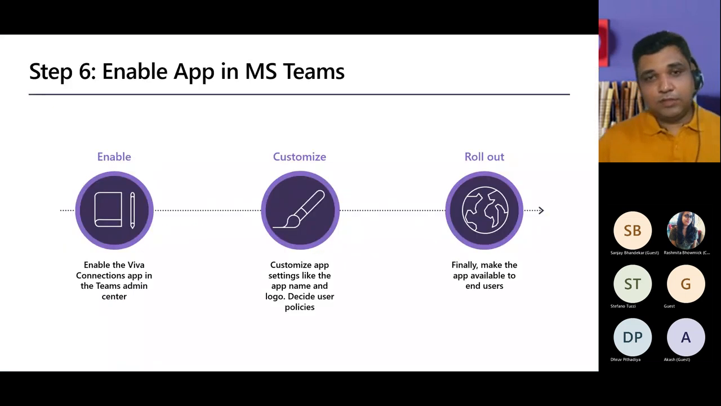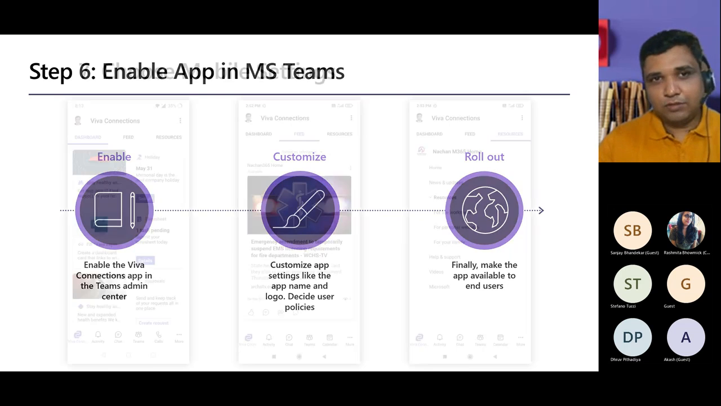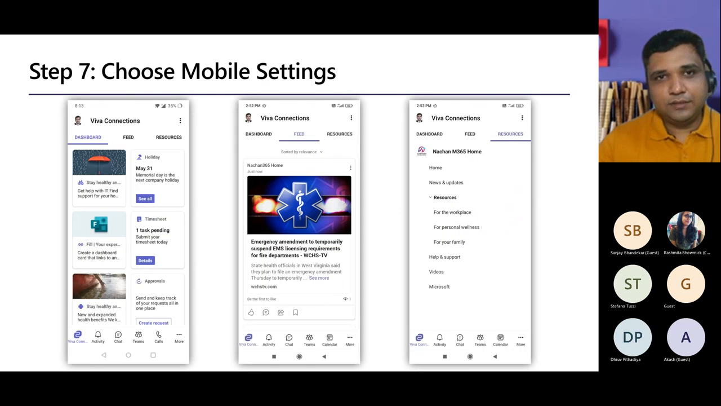So congratulations, now that we have defined what should be the experience for our employees, this is how we can enable the Viva Connections experience for our employees in Microsoft Teams. Now let us also have a look at the mobile point of view, what kind of mobile settings we do have here.